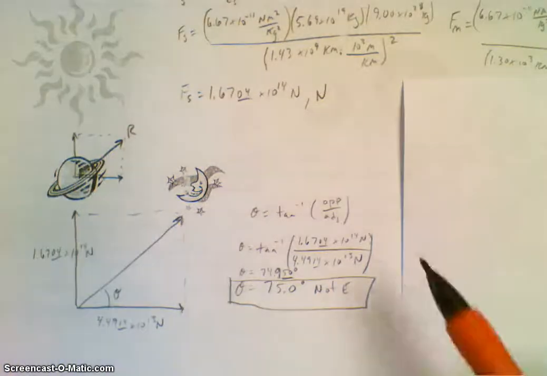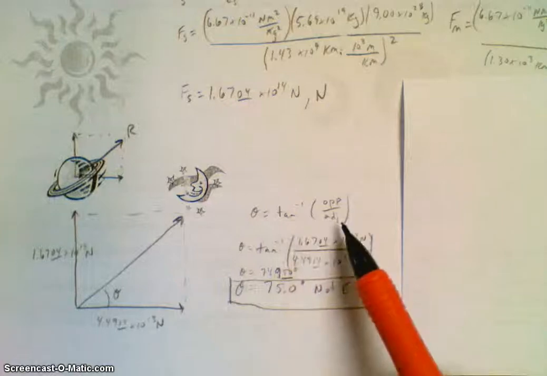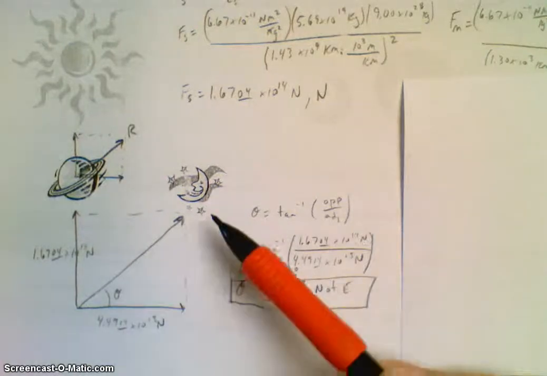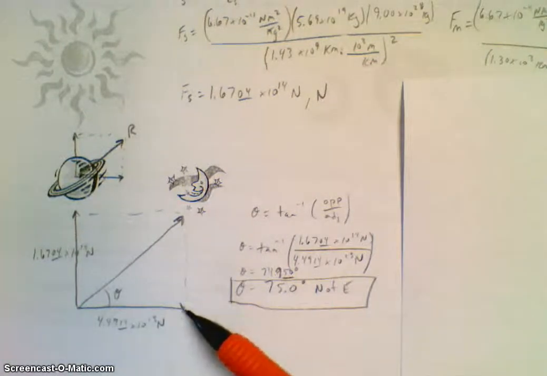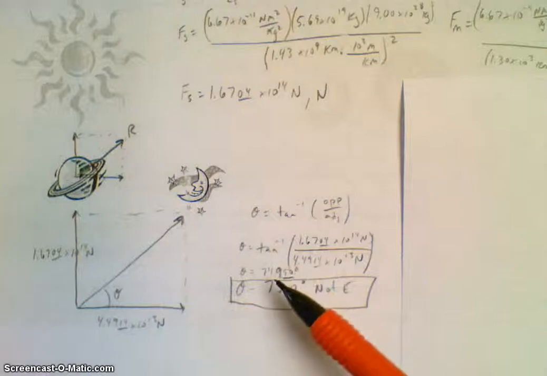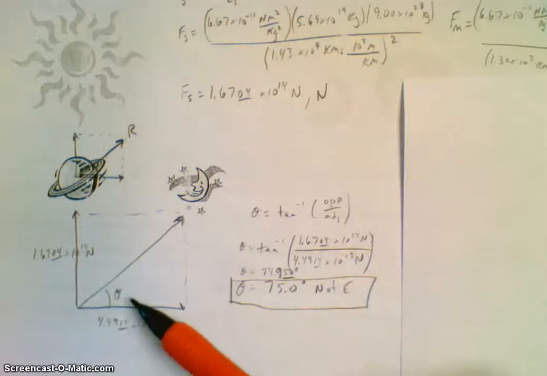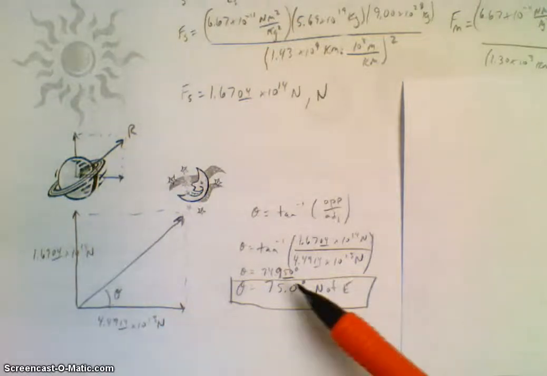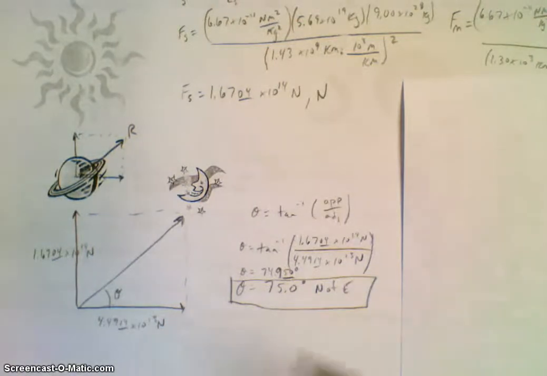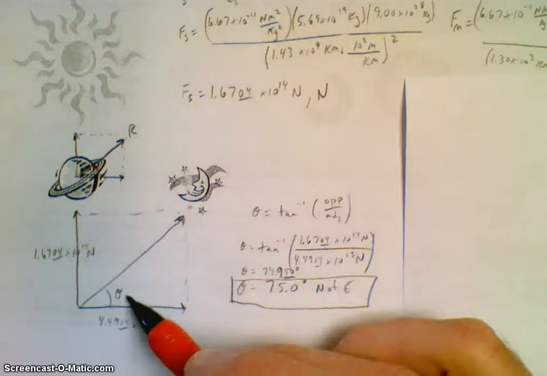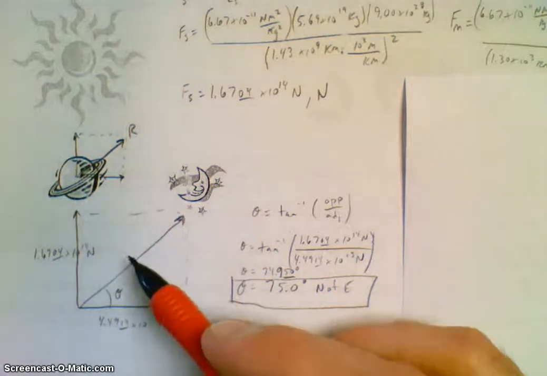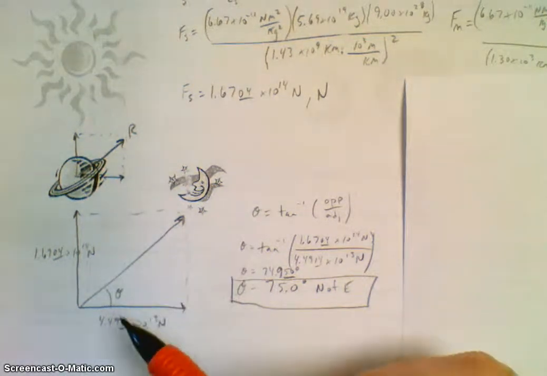Here's the work. Again, theta is the inverse tangent of the opposite over adjacent. My opposite side is that value, my adjacent side is this value. I get 74.950 degrees, which then rounds to 3 digits to 75.0. And again, my direction is north of the east axis, so it's 75.0 degrees north of east. If I know the angle and either of the sides, you can then find the hypotenuse.